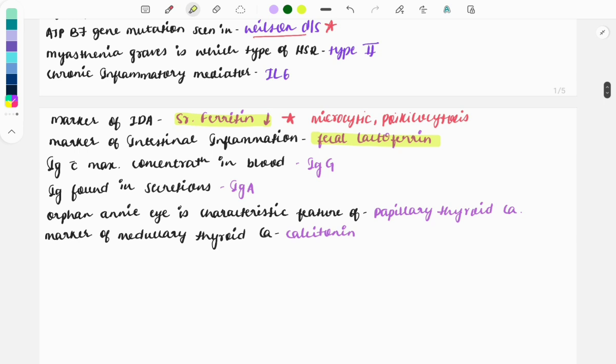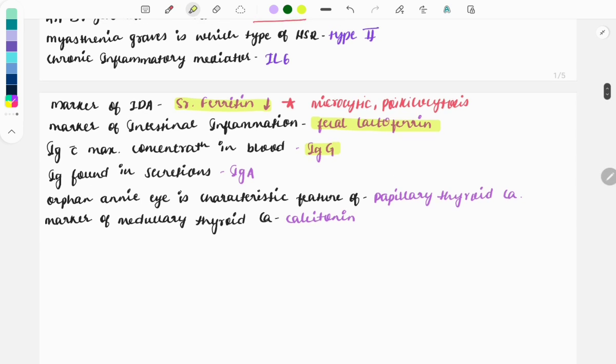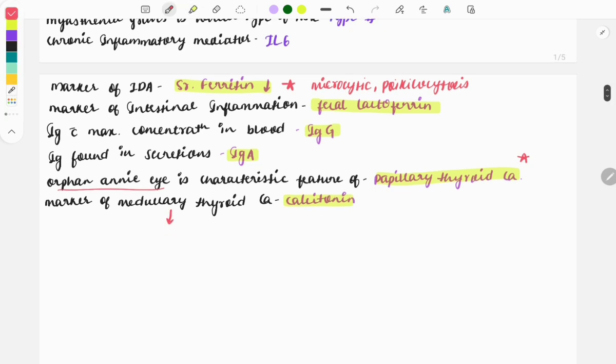The immunoglobulin with the maximum concentration in the blood, and it is the IgG. Okay, and the immunoglobulin which is found in the secretions, that is the IgA. The Orphan Annie eye nuclei is a characteristic feature of the papillary thyroid carcinoma. Papillary thyroid carcinoma, also a very important topic. So an image based question is asked on this Orphan Annie eye, so you need to look at the image also. So another point related to the thyroid cancer, the marker of the medullary thyroid carcinoma, and the answer is the calcitonin, because this medullary thyroid carcinoma arises from the parafollicular C cells.